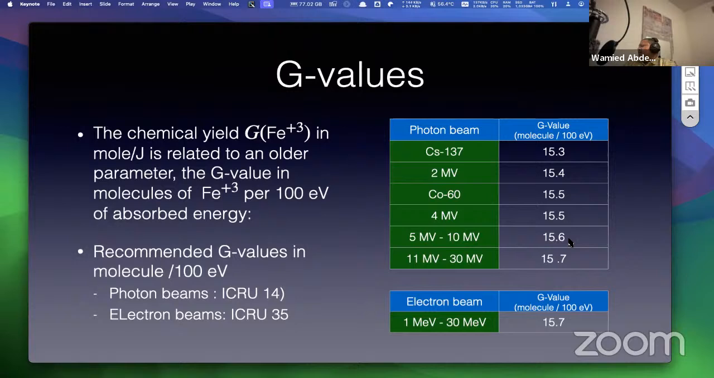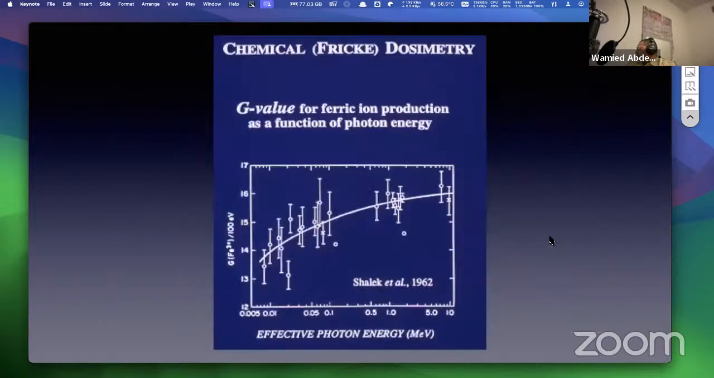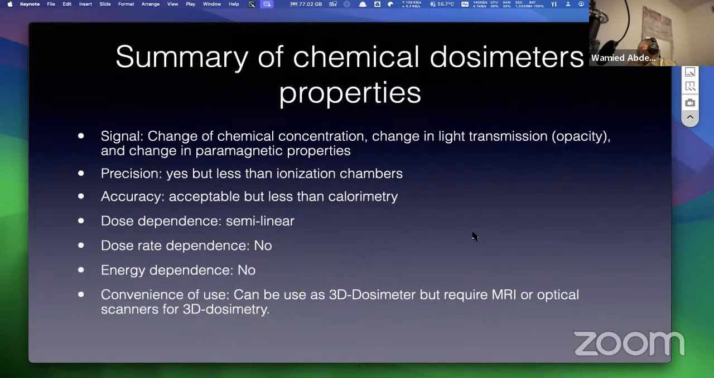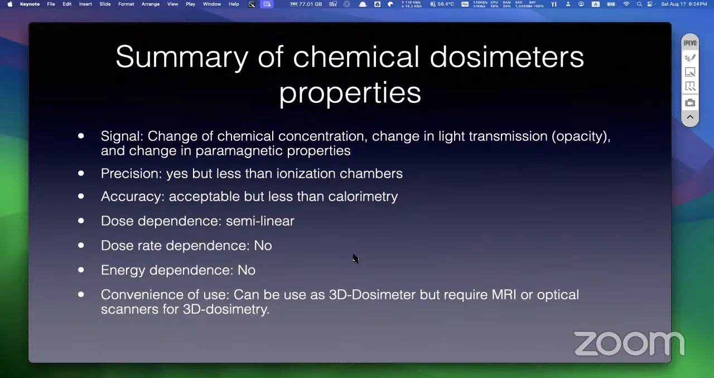You can use it in another beam without really applying some protection factors. So maybe that's why its term does not have energy dependence. For convenience of use, it could be used as a 3D dosimeter, but it requires an MRI or an optical scanner for 3D dosimetry. So the reader of it is really very expensive and so on. They also need to be read out immediately after irradiation because they diffuse with time.